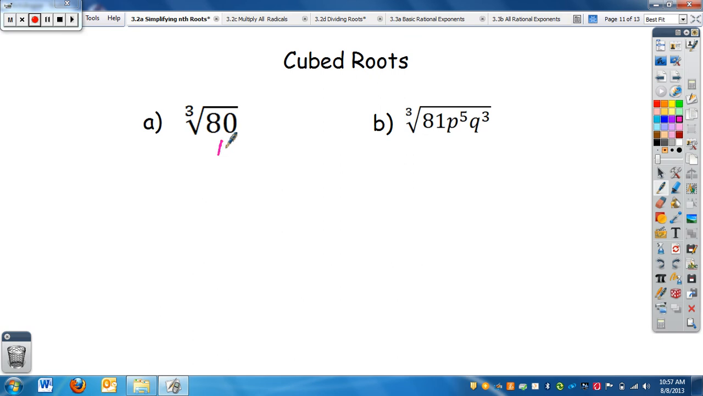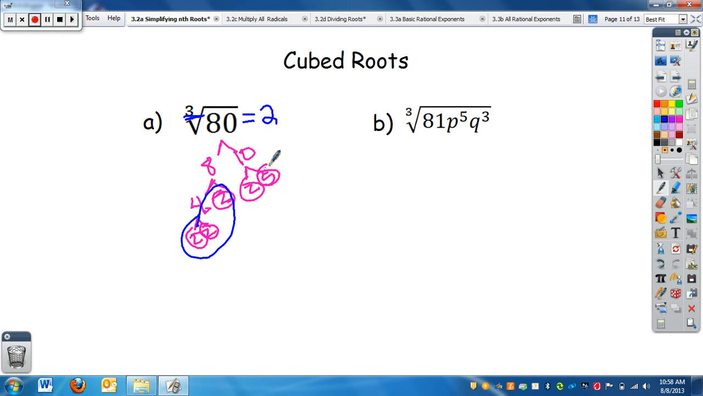So I have 80. I'm still going to do my factor tree, 8 and 10. Break it down to 4 and 2, 2 and 2, 2 and 5. So these are all my primes. I need 3, since my index is 3, to break out. So I have 1 2 that goes out, and then I have a 2 and a 5 that got left in. So I'm left with 2 times 5 on the inside, and multiply that out to get 2 cube root of 10.